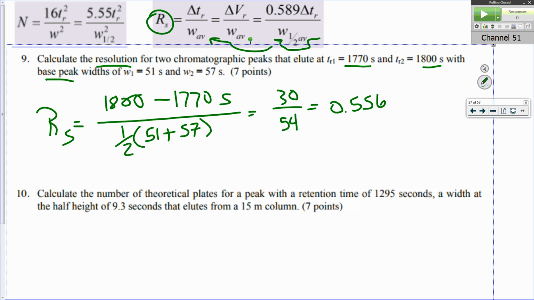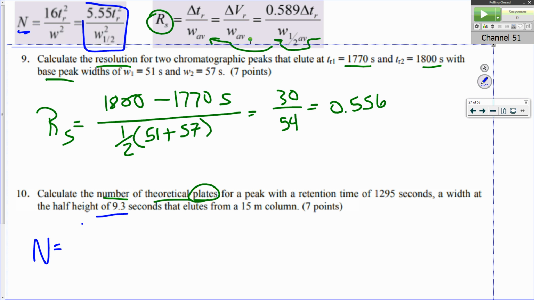All right, number 10 says calculate the theoretical plates for a peak that had a retention time of 1295 and a width at half height of 9.3 in a 15-meter column. You may see the same type of problem, and I may ask for the plate height. Instead of looking for the number of plates, you'd get plate height. We'll do it both ways, but first we're going to do what it asked for. I need to use the equation for plate number, and it gives me the peak width at half height, so I'm going to use this form of it. It's just a matter of plugging in.